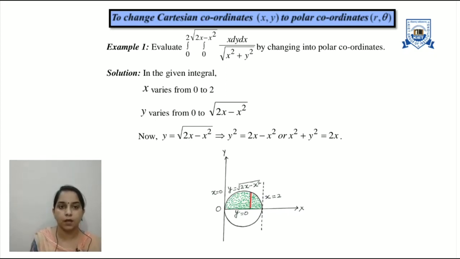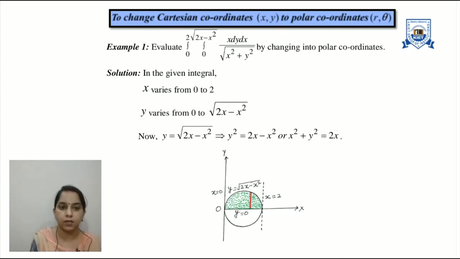The limits of x are from 0 to 2 and that of y are 0 to under root 2x minus x square. On simplifying the limits of y, we get this circle, that is x square plus y square equals 2x. This circle is the circle that is shifted on the x-axis. So the region of integration starts from x equals 0. What is x equals 0? x equals 0 is nothing but the y-axis, and goes to x equals 2.